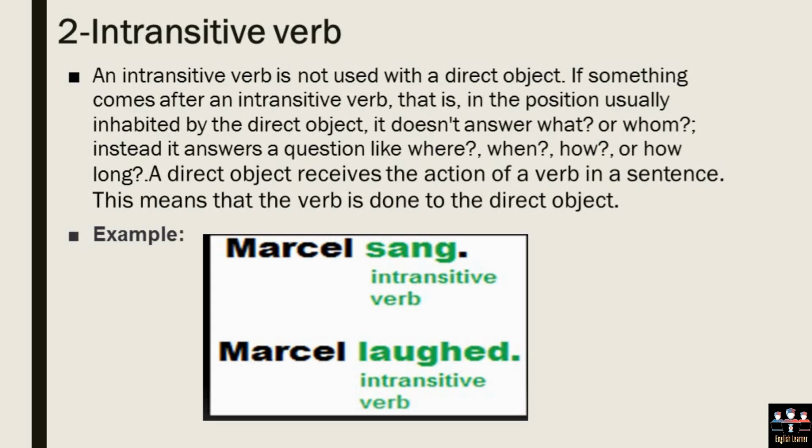Example, Markel sang. In this example, Markel is the subject and sang is the verb. And we have nothing after the verb, so it means that sang is acting as an intransitive verb in this example. In the next example, Markel laughed. Here, laughed is intransitive because it is not passing its meaning over to an object, neither a direct nor an indirect object.